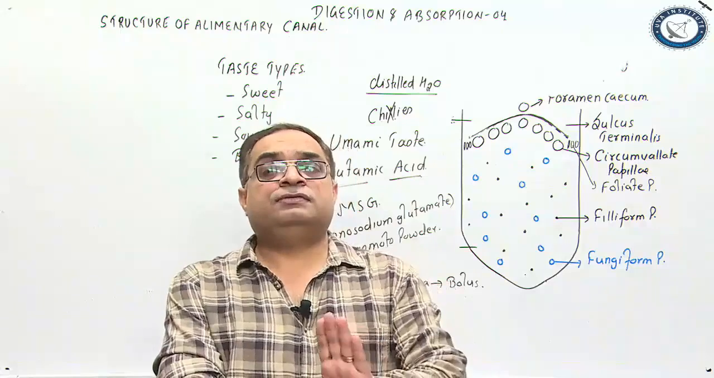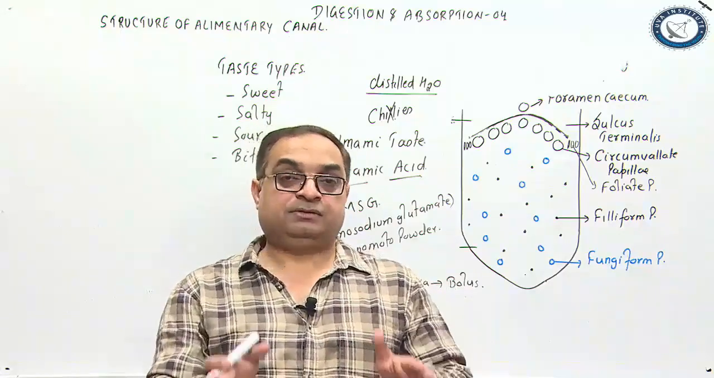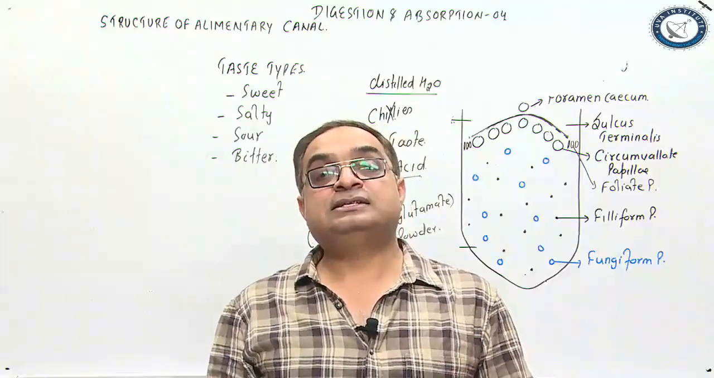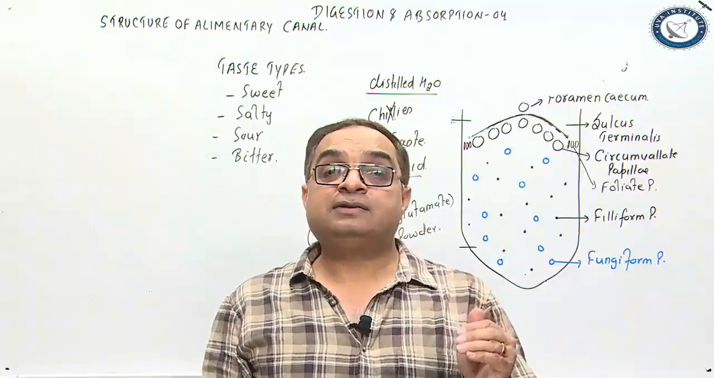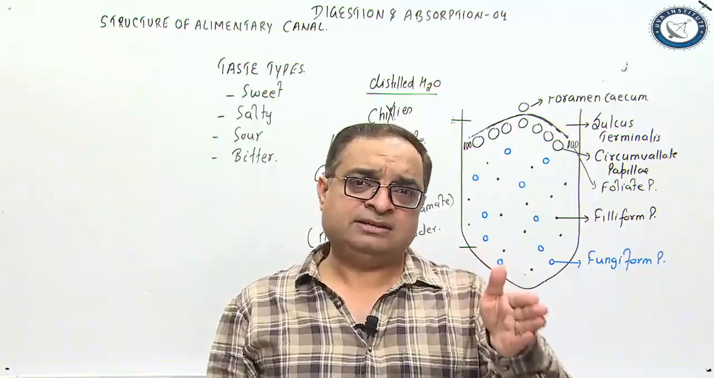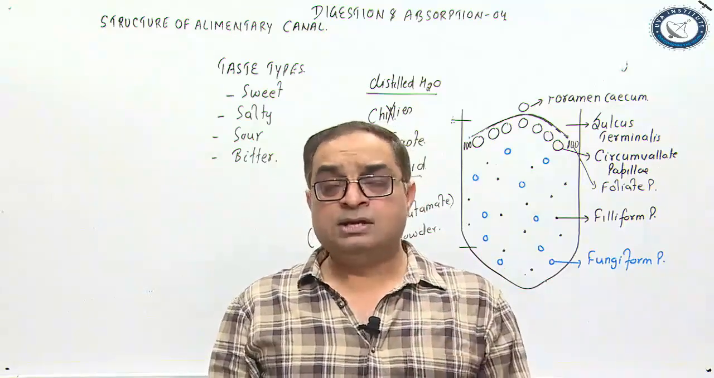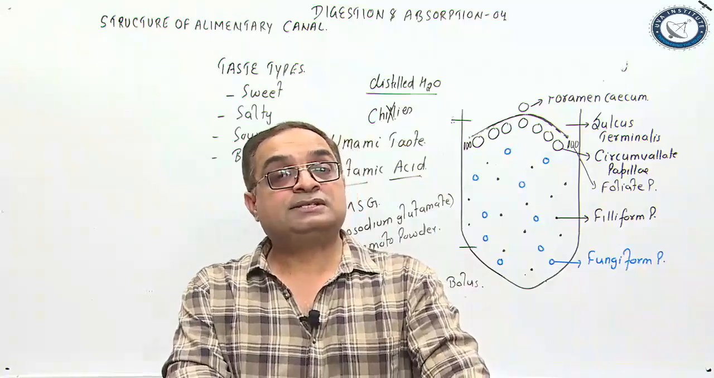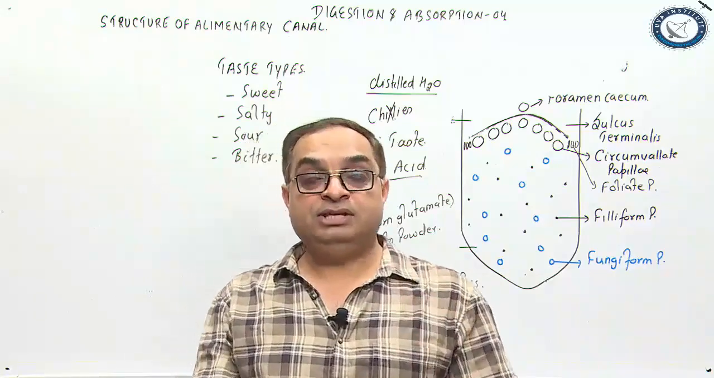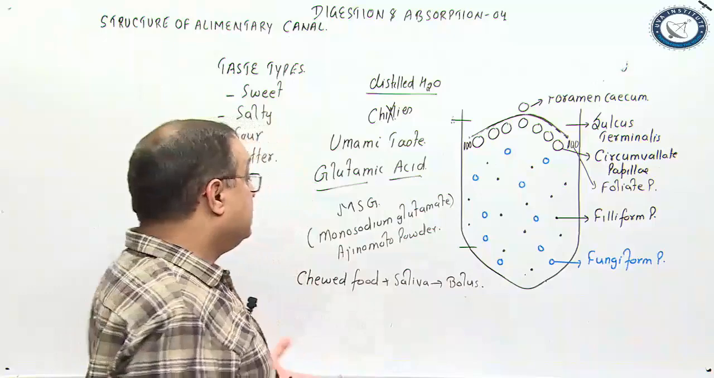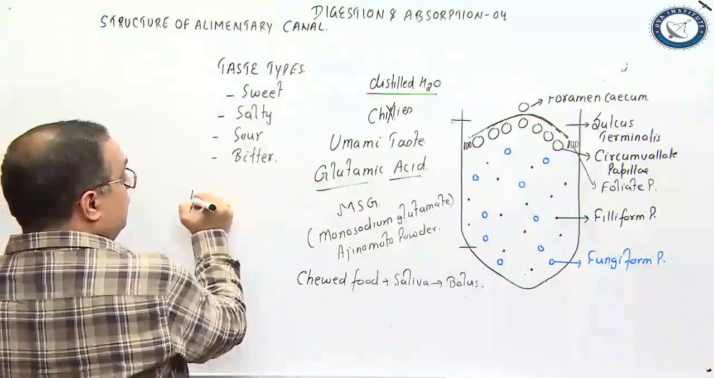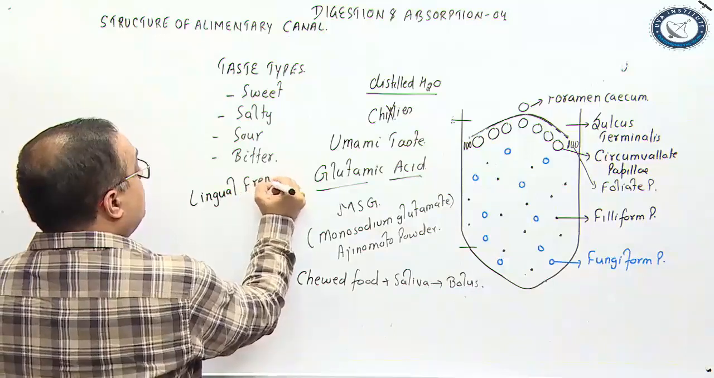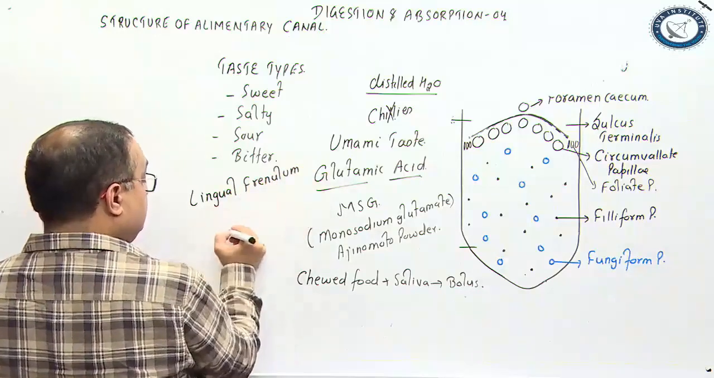We are discussing structure of buccopharyngeal cavity, which includes buccal cavity and pharynx. Till now, we have discussed about the roof of buccal cavity, that is palate, which has anterior hard palate, posterior soft palate. Soft palate has a fleshy hanging lobe called uvula. Then we discussed about the floor of the buccal cavity. The floor of buccal cavity has tongue. Tongue is connected to the floor of buccal cavity by a fold of tissue that's called lingual frenulum.